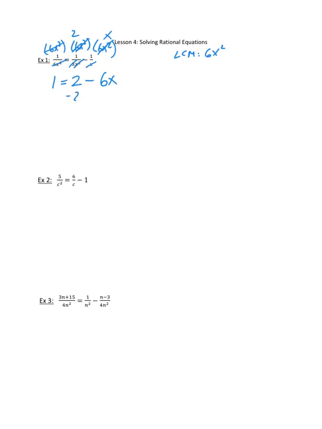So this is linear. I'm going to subtract 2 on each side. I have negative 1 equals negative 6x. Divide both sides by negative 6. I have x equals positive 1/6. Okay, go to example 2.